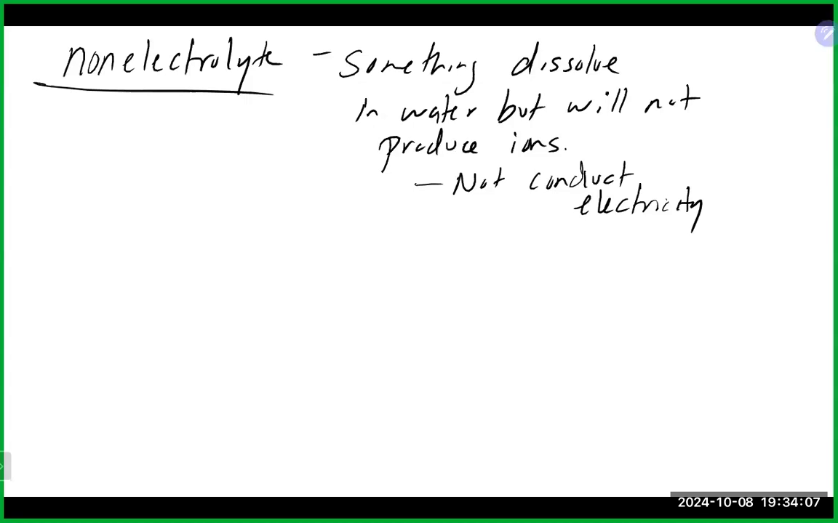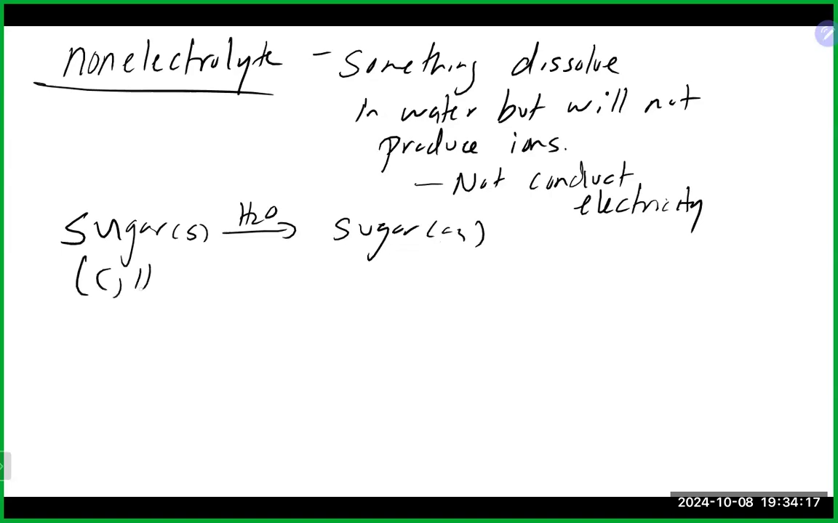An example of that is sugar, right? Sugar, if you have a solid, you put it in water, will dissolve, right? But sugar is carbon, hydrogen, and oxygen. That is nonmetals. That is covalent bonding. No ions are going to be formed, right? So even though it will dissolve, it will not create any ions. And it's that lack of ions which does not allow it to conduct electricity. Any question on those types of electrolytes there?